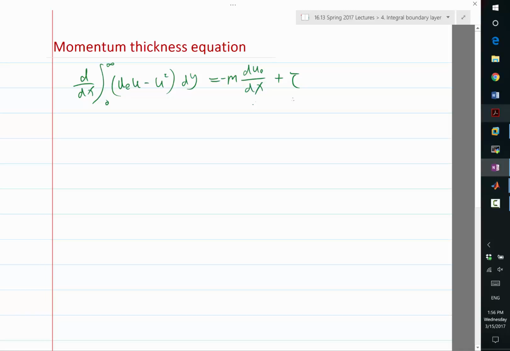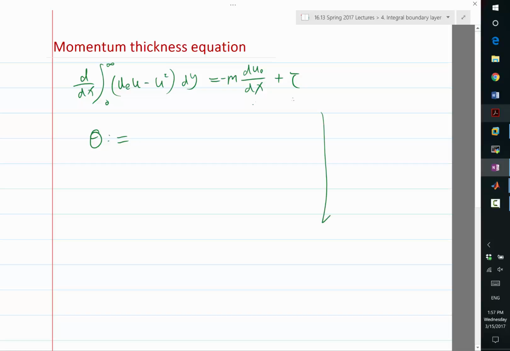And then you can transform this equation into the equation for momentum thickness. The momentum thickness is defined as basically a normalized version of this, right? So basically inside the boundary layer, how much momentum has it lost? So this is basically how much momentum has it lost.